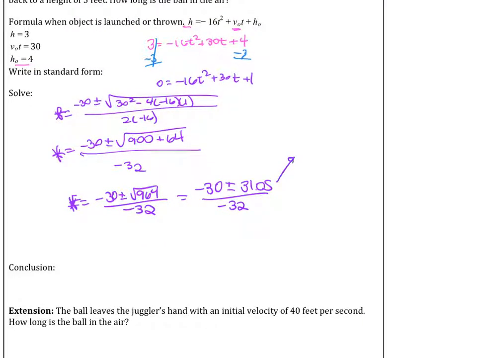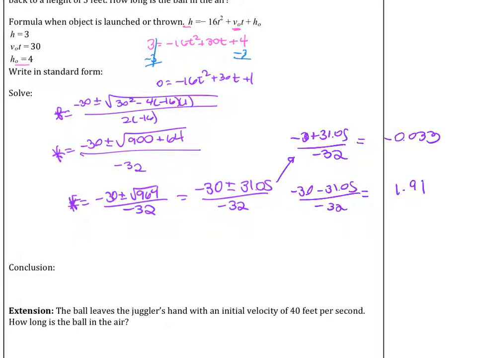So let's solve for both of these. Negative 30 plus 31.05 all over negative 32. Then we have negative 30 minus 31.05 all over negative 32. So we need to remember that time has to be positive. And when we plug it into the calculator, the first one, negative 30 plus 31.05 over negative 32, you would get negative 0.033. And then on the right side, plugging that in, you would get positive 1.91. Now remember, time cannot be negative, so therefore our only answer is here.